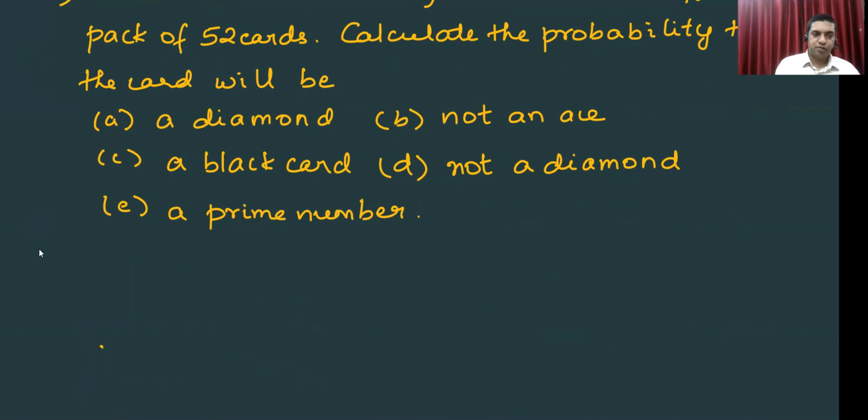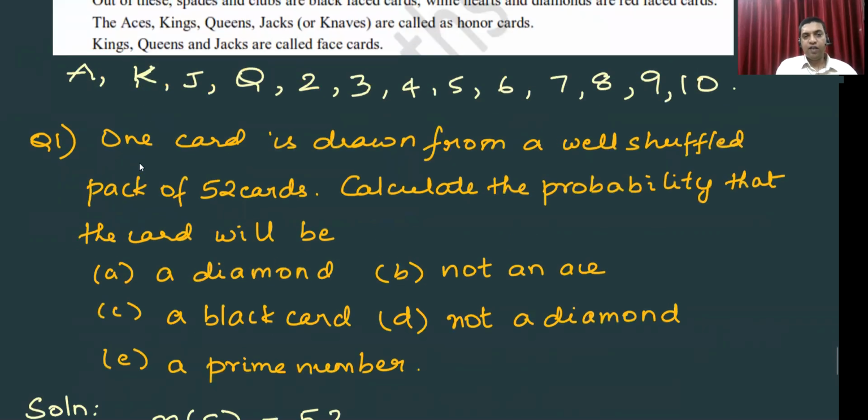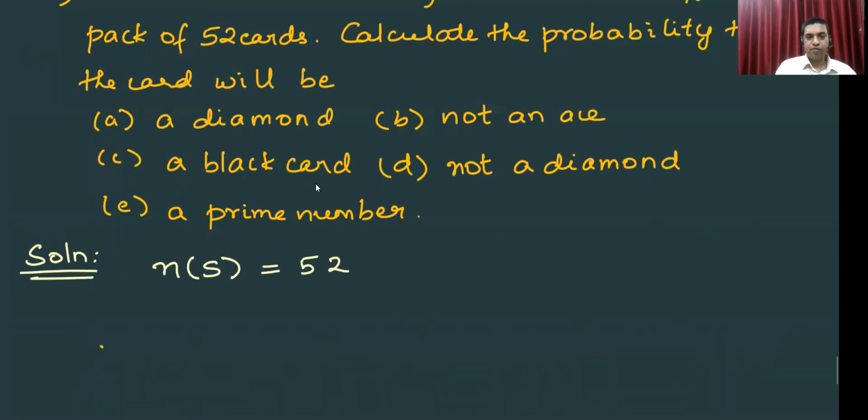So let's look at the solution. First of all, the sample space: n of S is 52. There are 52 outcomes of selecting one card out of 52. The one card is drawn from a well shuffled pack of 52 cards, so n of S is 52.